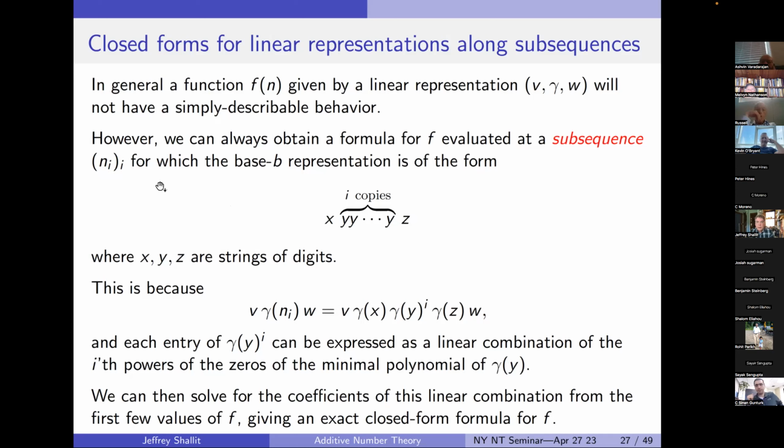Namely, if the n's that we're interested in form a particular kind of subsequence, namely, their base B representation looks like x followed by a bunch of y's followed by z, where x, y, and z are blocks of digits, then we can understand it. And why is that? It's because it's just linear algebra in that case. The linear representation is just v dotted with gamma of this number n_i dotted with w. And what is that? That's v dotted with gamma of x, which is just some fixed matrix, dotted with gamma of y to the i, which is again just the ith power of some fixed matrix, dotted with gamma of z, w.